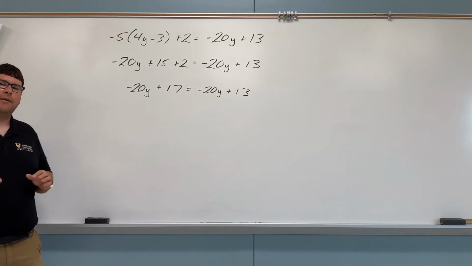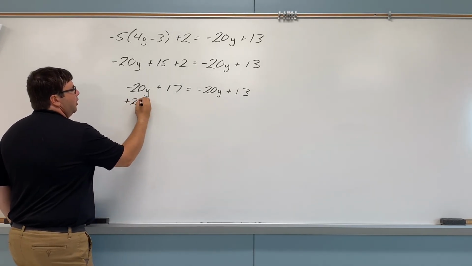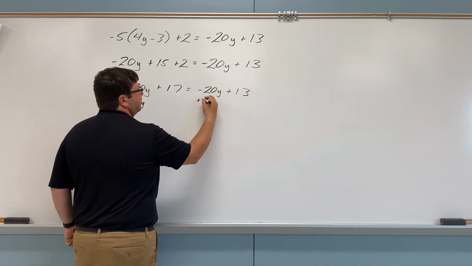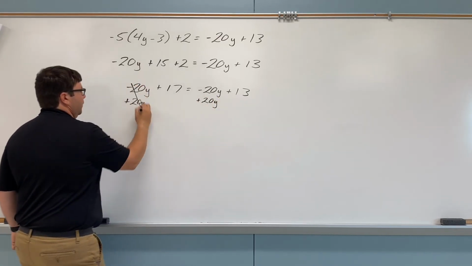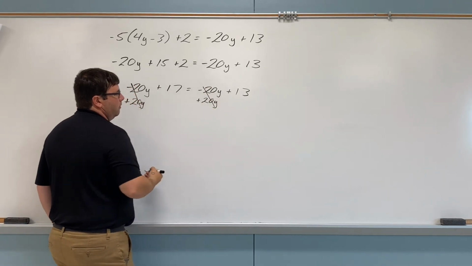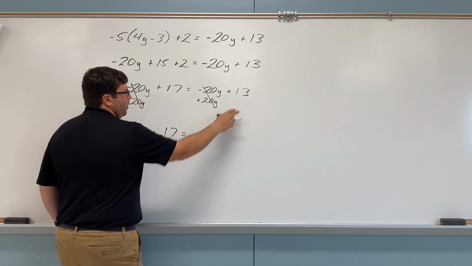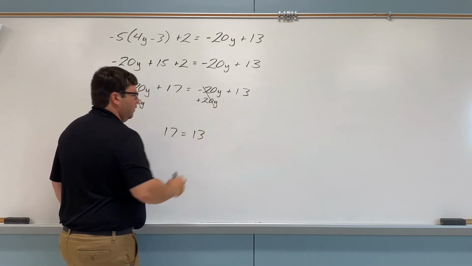Interesting. So it looks like my variable is going to cancel. Let's go ahead and just try this. So I'm going to move my 20y over. From this side, it cancels. And this side, it again cancels. So what am I left with? I have 17 is equal to 13.